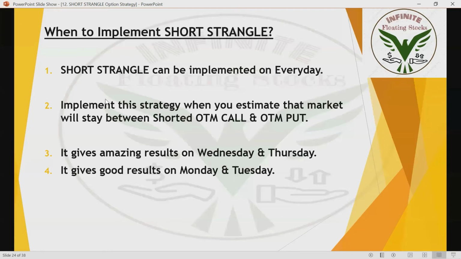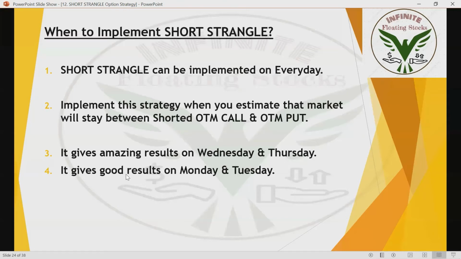So implement this strategy when you estimate that the market will stay between the shorted out of the money call and out of the money put option. That's what I have explained, and it gives amazing results on Wednesday and Thursday. This is a very important point for everyone to remember. The name of the strategy is short triangle option strategy, and this strategy gives amazing results on Wednesday and Thursday.